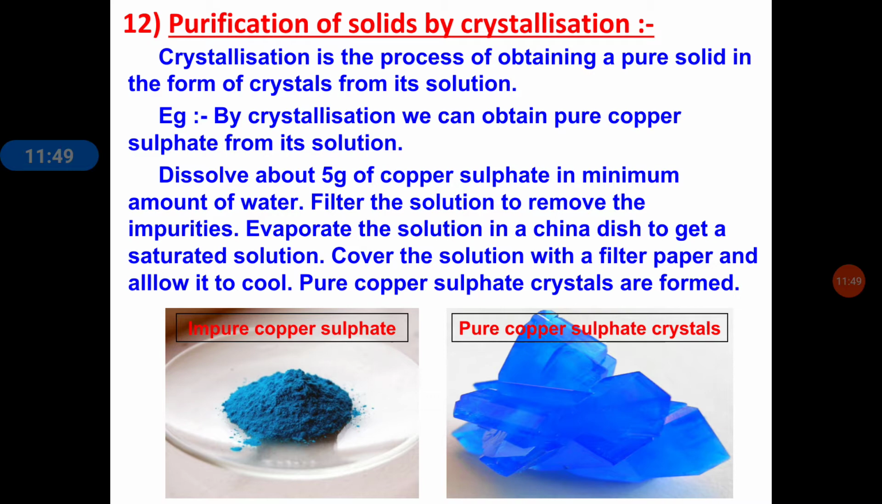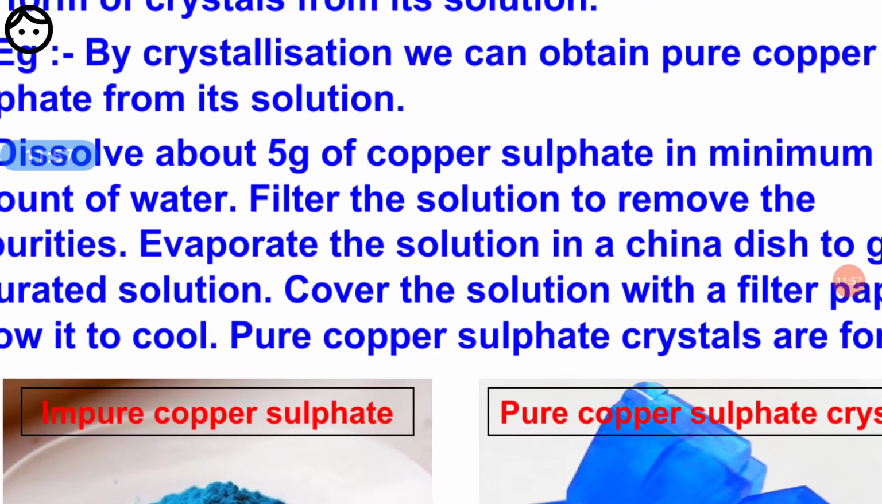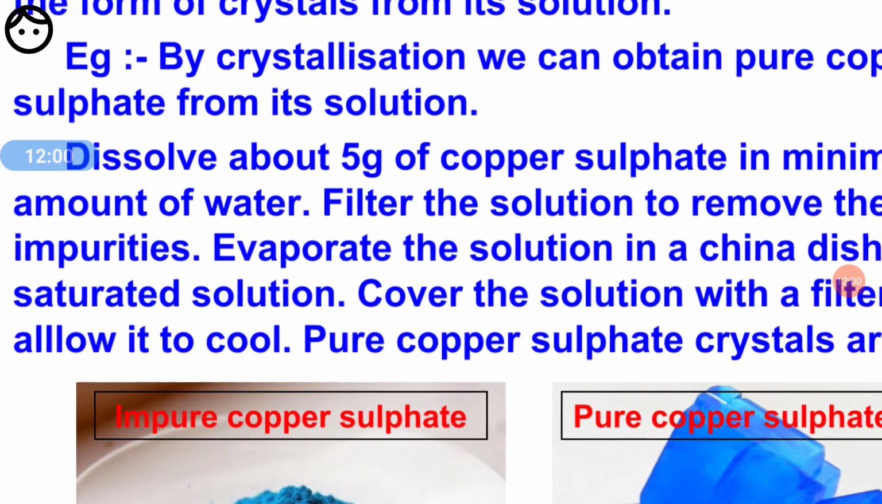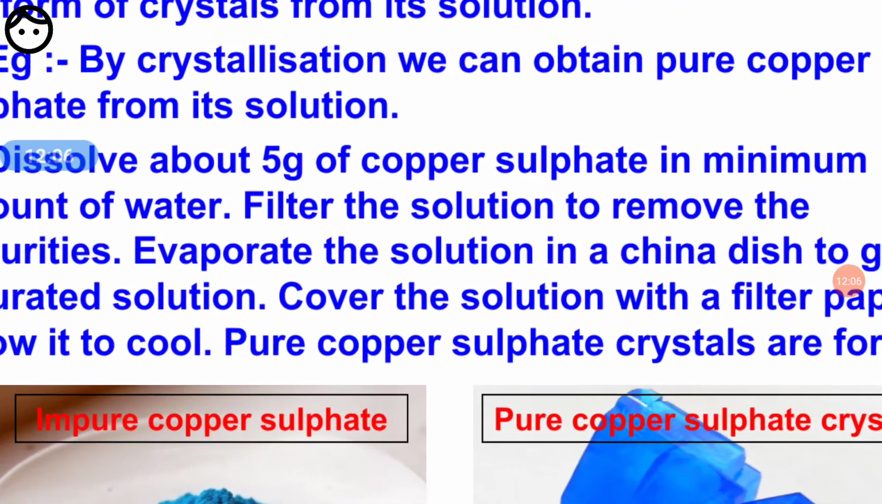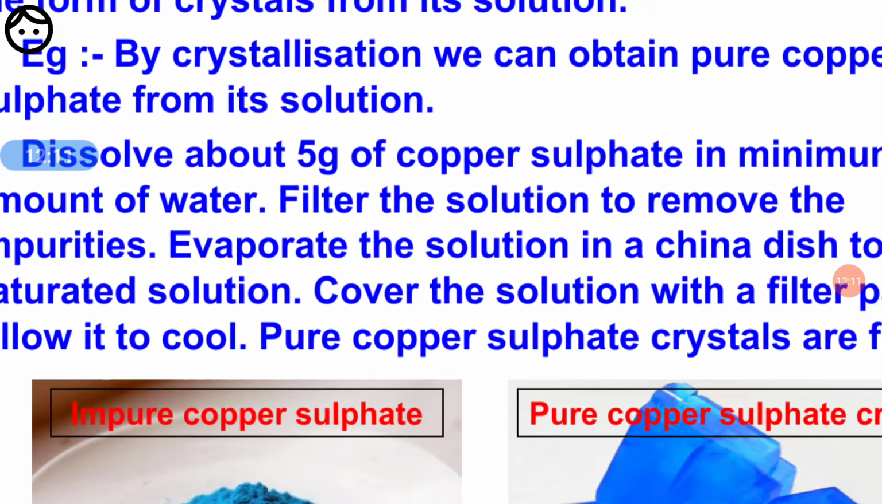Now what you have to do: you have to dissolve copper sulfate. You have to take 5 gram of copper sulfate in a small amount of water. After that, with the help of filter paper you filter the mixture of water and copper sulfate. We have to filter it to remove the impurities. If any impurities are present in the mixture of copper sulfate and water, these impurities are removed by filtration.